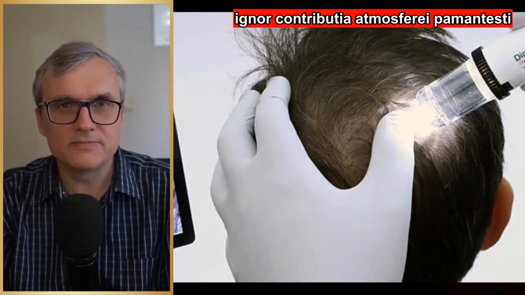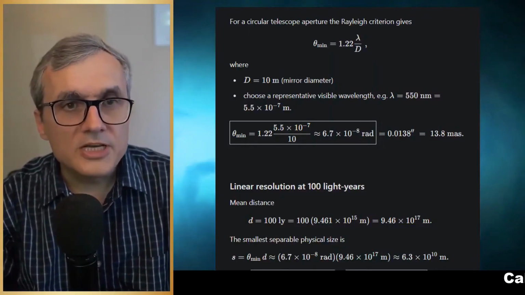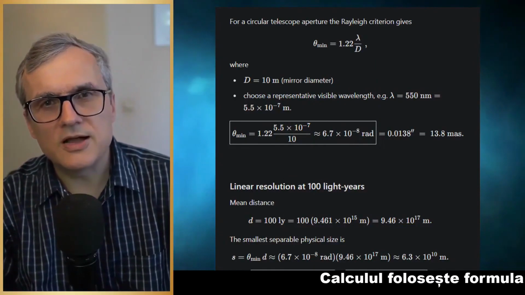Now let's say we take our regular 10-meter telescope and look at planet K2-18, where it was said there could be life. It's about 100 light years away. We look at that star system. What will we see? ChatGPT tells us the telescope's resolution.